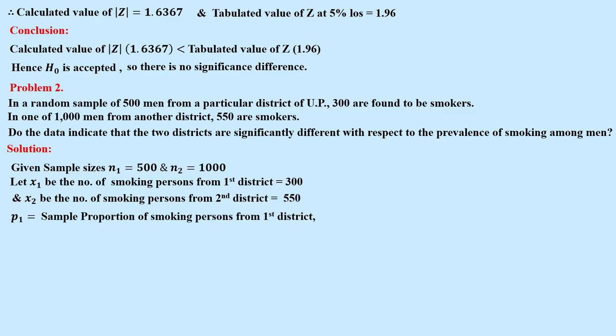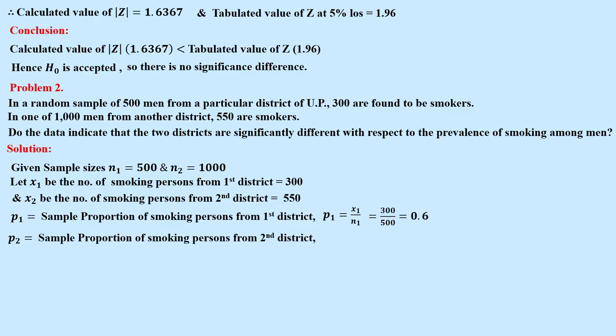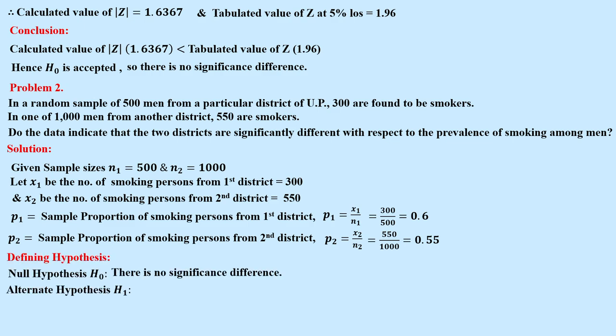So sample proportion P1 equals x1 by n1, that is 300 by 500, 0.6. P2 is the sample proportion from the second district. P2 is equal to x2 by n2, that is 550 by 1000, which is equal to 0.55. Defining the hypothesis: null hypothesis, there is no significant difference. Alternate hypothesis, there is a significant difference. Take the level of significance as 5%.